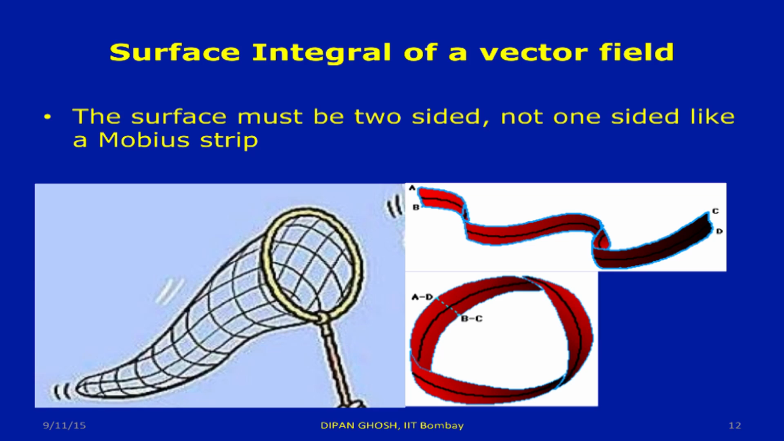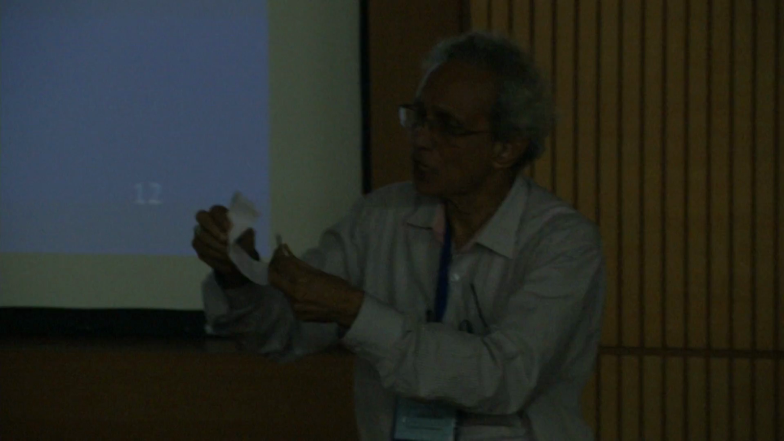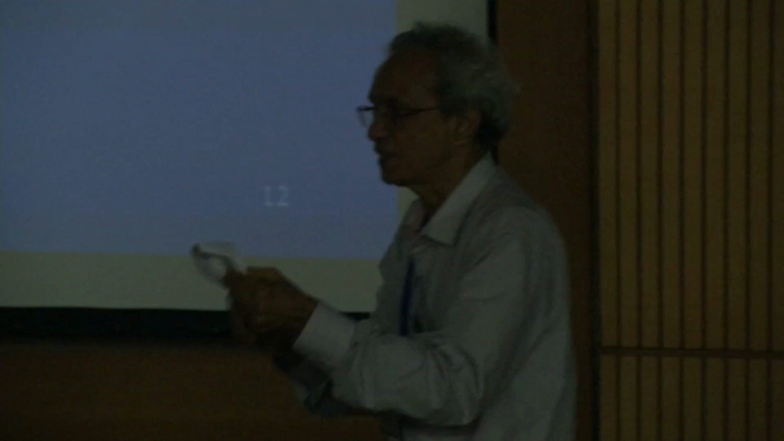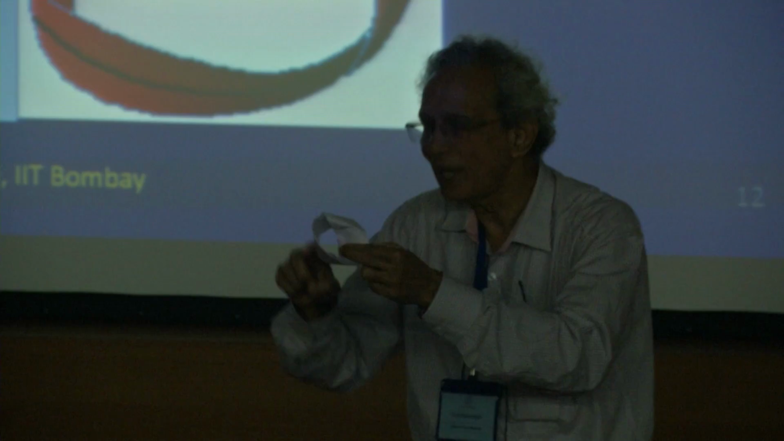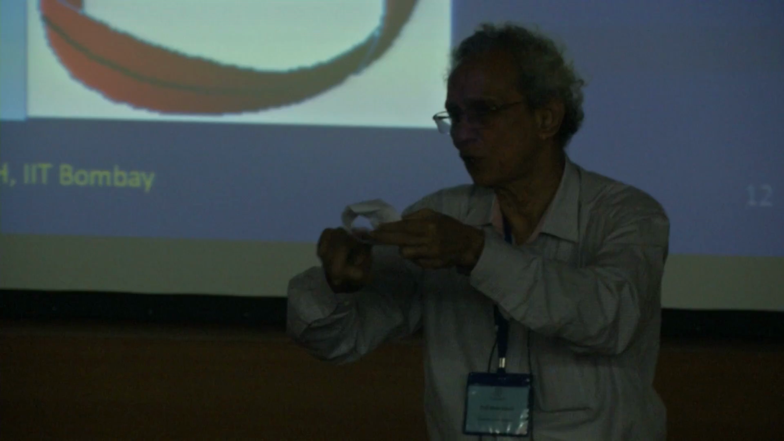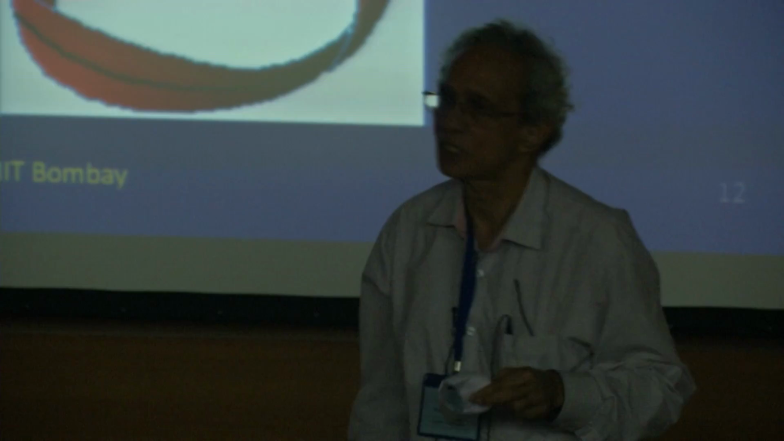This is what I have drawn here. You see, that was a ribbon, and while putting a cello tape there, instead of doing it like this, I have done it like that. Now you see, the point is this. This is a surface, but I can go from any point to any point on this, right? Supposing I am on the top side, I want to come to the bottom side, I am not crossing any edge at all. I can continuously come through it.